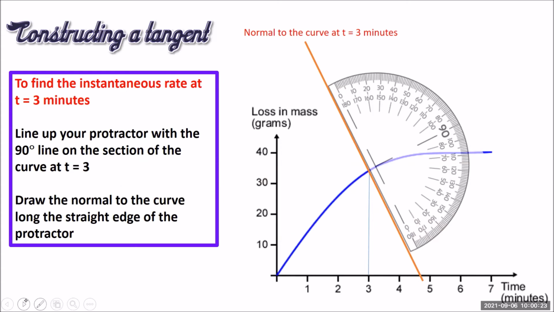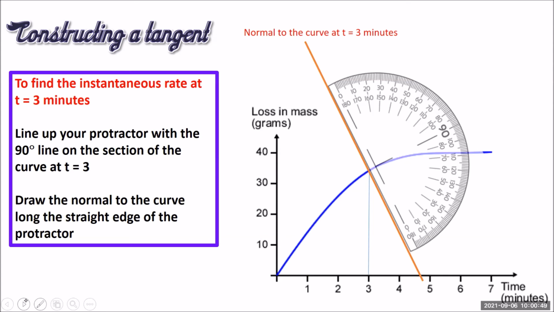If you've already studied some calculus, you'll be able to use differentiation to calculate the gradient of a tangent. But if not, then you're going to need to manually construct that tangent. For this, you're going to need a protractor and a sharp pencil. The first step is to construct a normal to the curve. That's a line that's perpendicular or at 90 degrees to the curve.